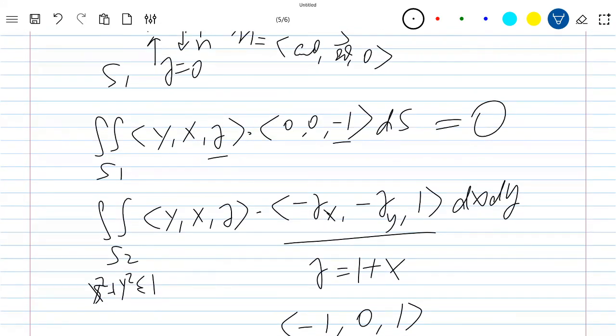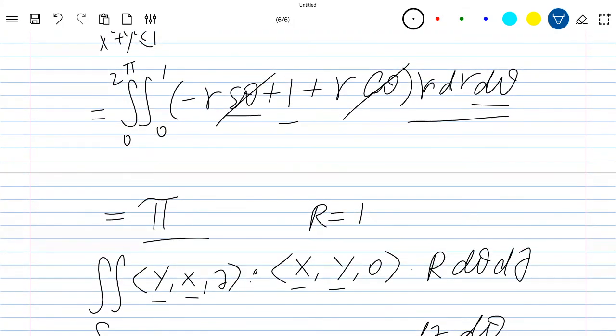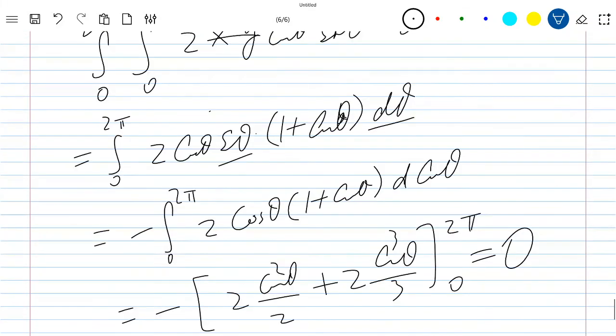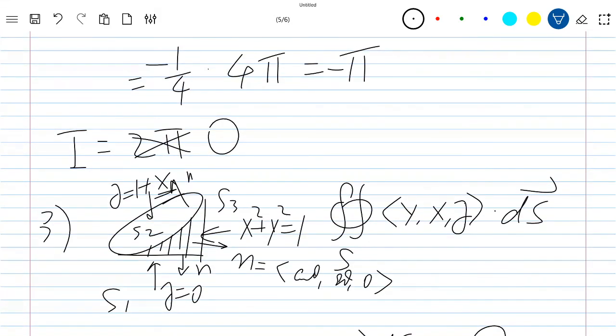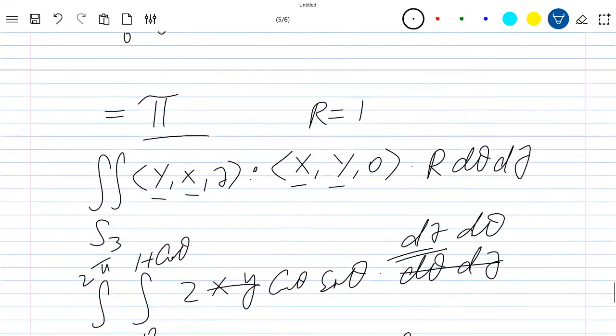So anyway, what's the total? The first is 0, and what's the second one? Pi, and the third one is 0. So the total integral is pi. And is that correct? Let me think. So this integral is pi r squared. Yeah, actually it is correct. It's pi. Well, okay. Now I will tell you why.